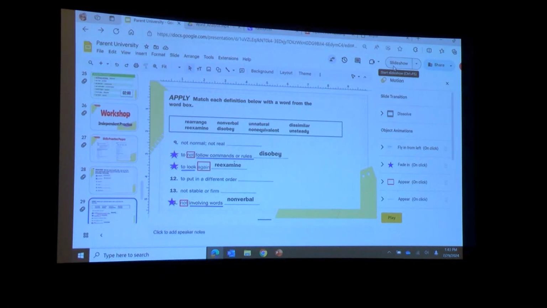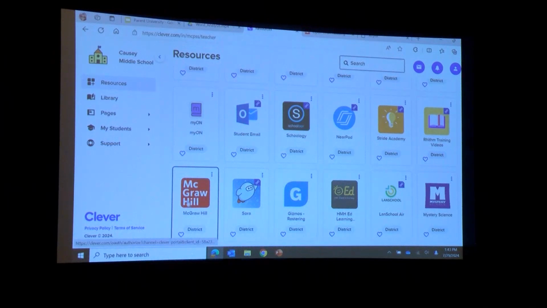Your child has a login through Clever, and it is a McGraw-Hill. You will click on the McGraw-Hill. Can you all see that right here? It's a red box. And that will bring them right to the grade level that they're registered for. So for 4th grade, it'll bring up the 4th grade student edition book, and then it will have their online resources that they can do.